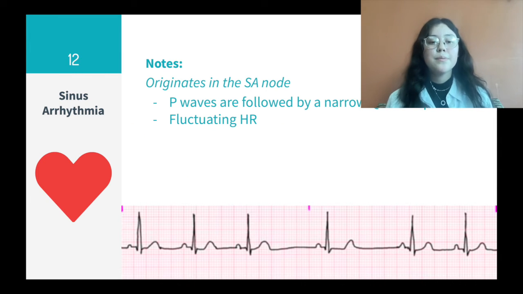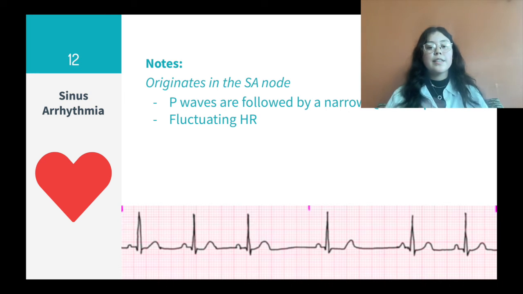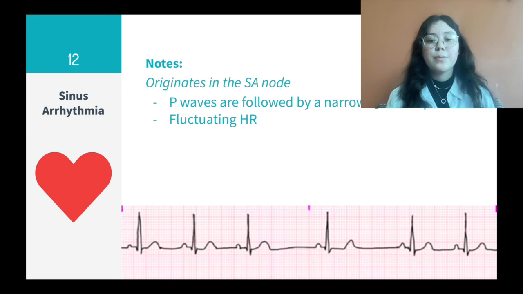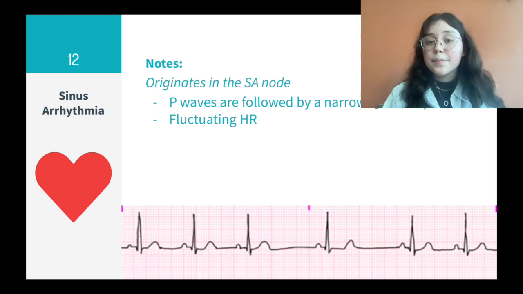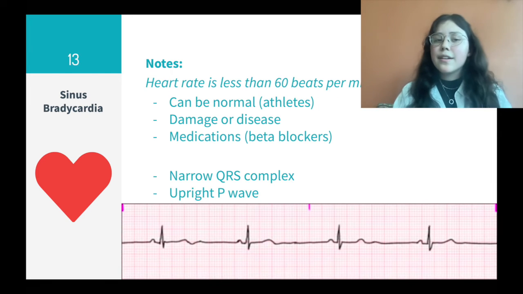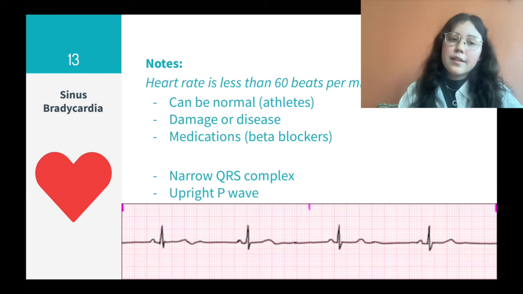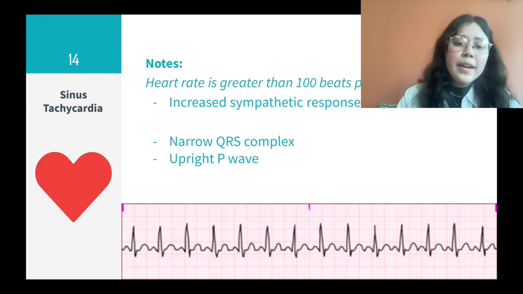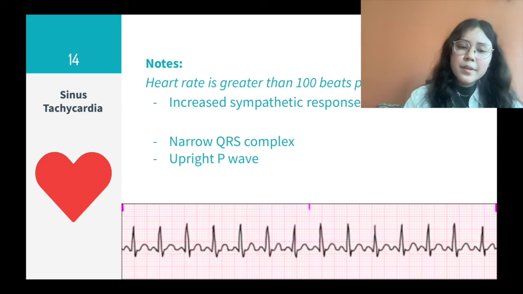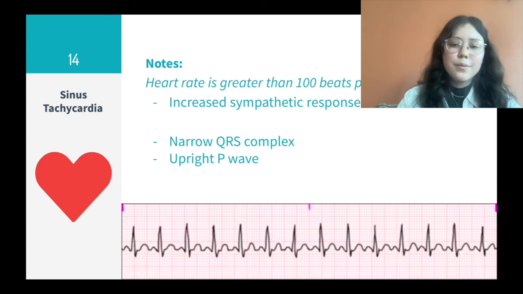Here, I've provided a sinus arrhythmia. This is a variation of a sinus rhythm, the only key difference being that if we were to use the heart rate methods, we would see that the heart rate fluctuates. It's not the same. Then we have sinus bradycardia, which is effectively a heart rate under 60 beats per minute, but it's still a normal PQRST wave. Sinus tachycardia is when the heart rate is above 100, and it's usually due to an increased sympathetic response such as pain, fever, increased O2 demand, and whatnot.